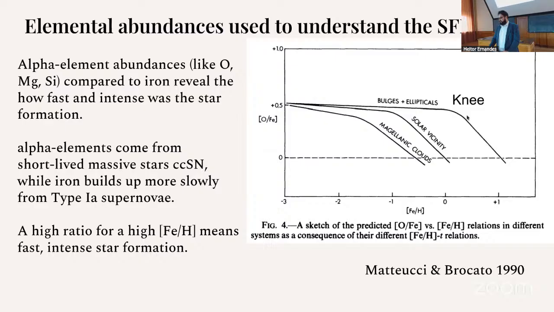we had these knees. What that means is that it has a basically fast star formation history when you go in this direction, like the bulge or elliptical galaxies, and then the solar vicinity and the Magellanic Clouds. Because basically it's the time we produce a lot of oxygen in core collapse, and here is a plateau, and then the iron starts to appear in the middle. So then we have these knees.